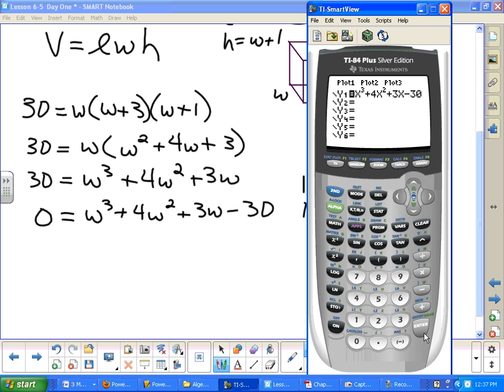All right, so we look at the graph. Press zoom 6 so I get a good window.